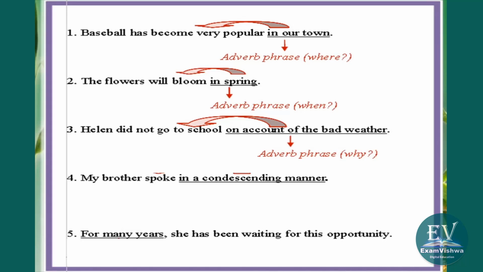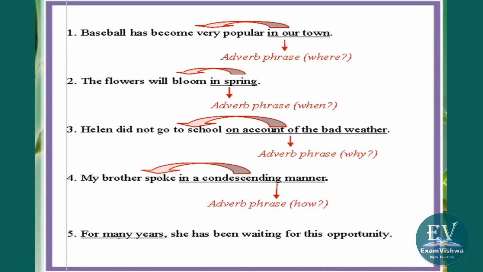My brother spoke in a condescending manner. Condescending means in a manner which was not appropriate, maybe not very polite, a little rude, a little insulting. So this is describing how my brother spoke. How? So it is an adverb phrase of manner.